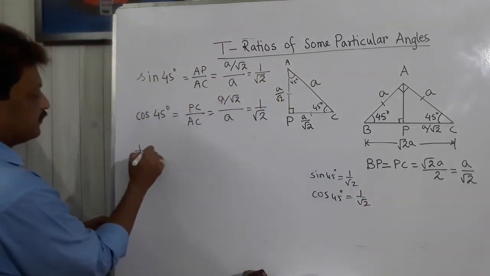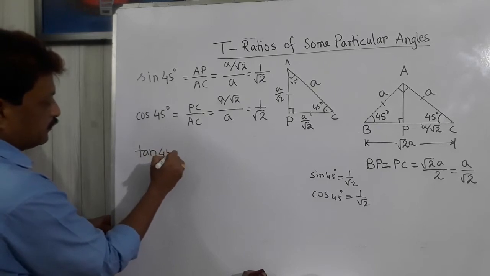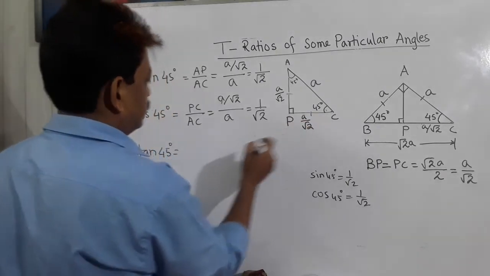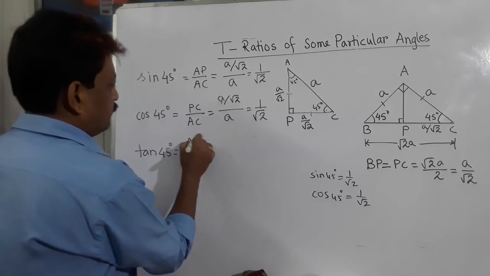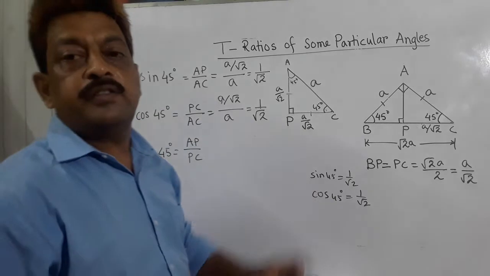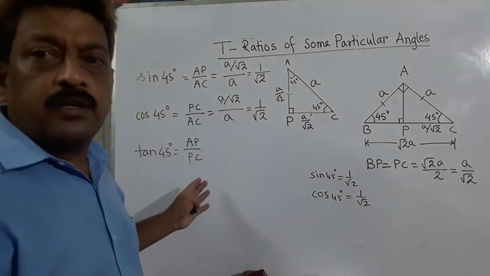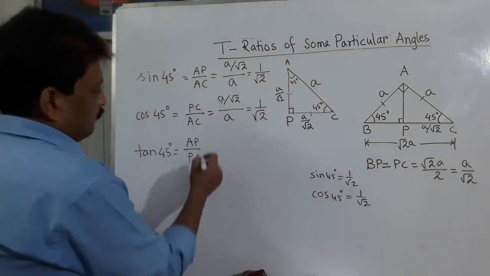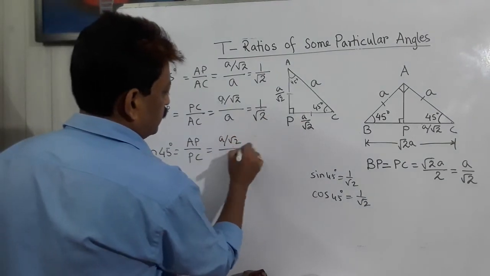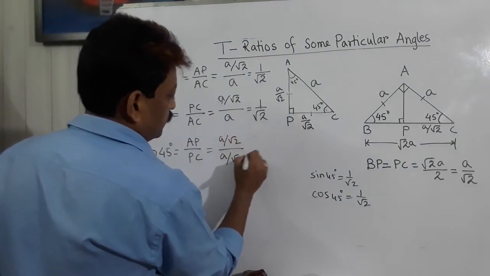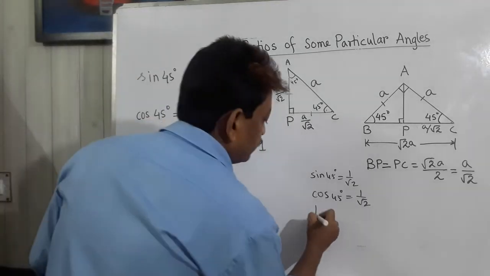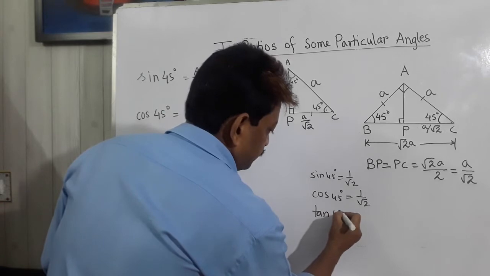Now tan 45 equals perpendicular upon base, that is AP upon PC. As we know that AP and PC are equal, so they will be cancelled and we will get value as 1. Or if you want to put the values, A upon root 2 divided by A upon root 2, both are equal quantities, so it is 1. So tan 45 equals 1.